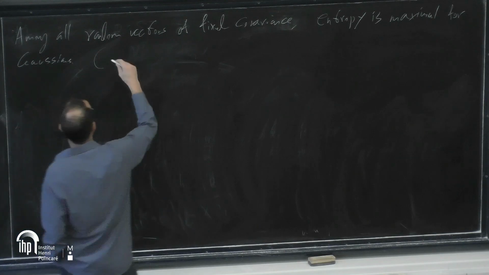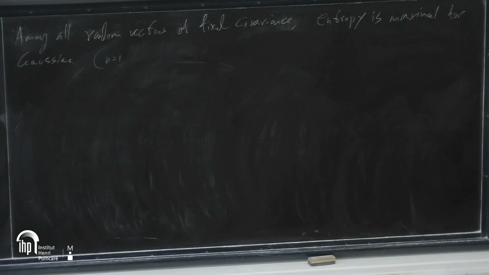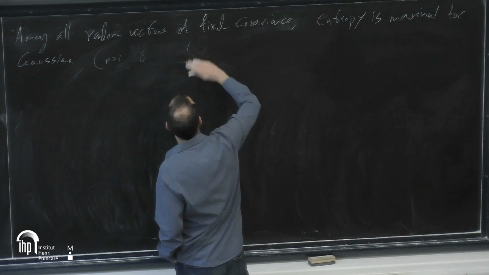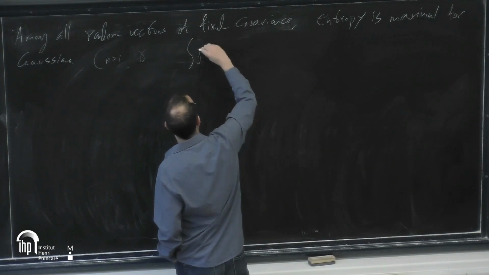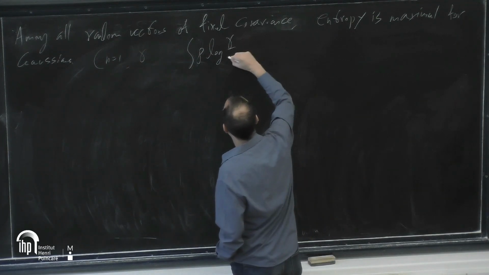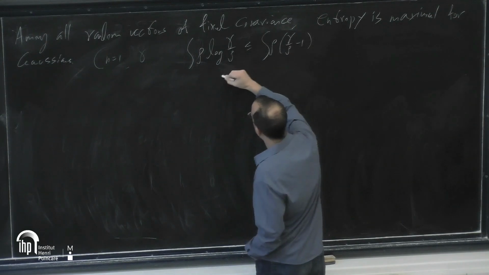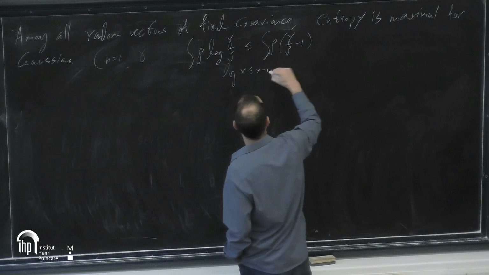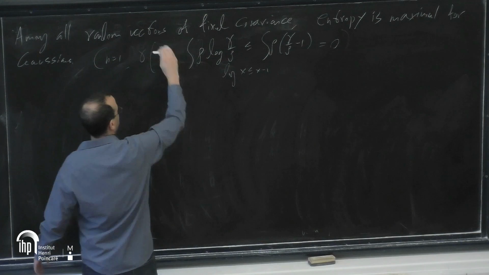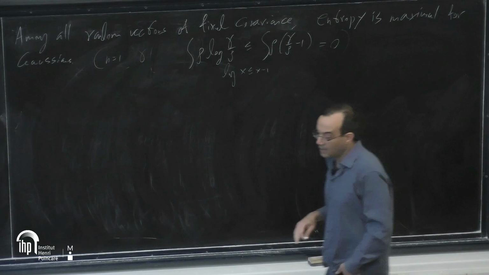So it's enough to prove it in dimension 1. If gamma is the Gaussian density, just use the fact that the integral of rho log of gamma over rho is at most the integral of rho times (gamma over rho minus 1), because log of x is at most x minus 1, and this is 0. This is something very simple; it follows from this inequality. It's the entropy in dimension 1, and by some translation you get it in all dimensions.